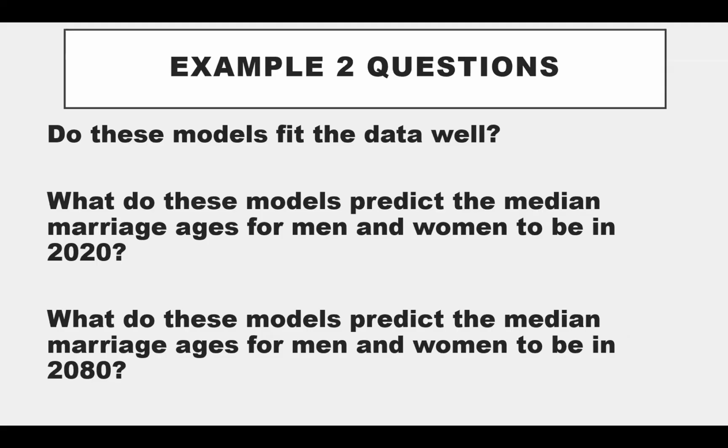So questions like this can be answered. Do these models fit the data well? What do these models predict the median marriage ages for men and women to be in the year 2020? And what do these models predict the median ages for marriage for men and women to be in the year 2080? Let's go ahead and answer those questions. If you want to try these on your own, you can pause the video and try these on your own. In a couple seconds, I will show you how these are done.